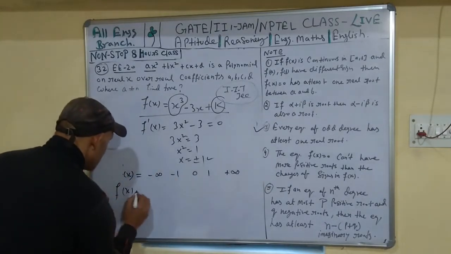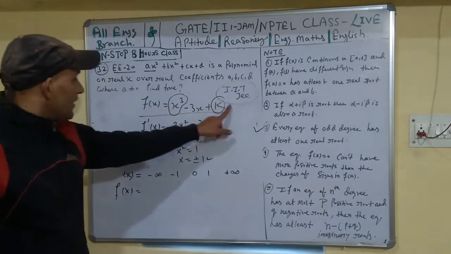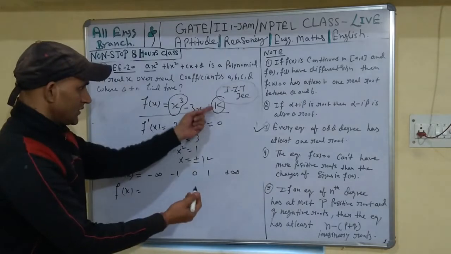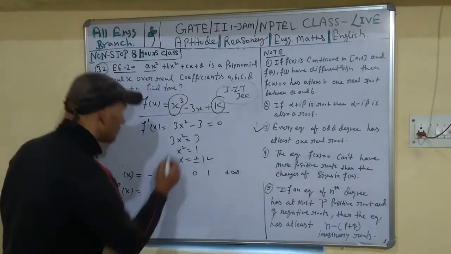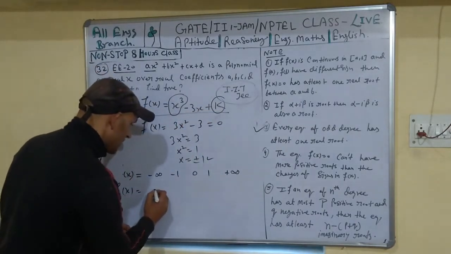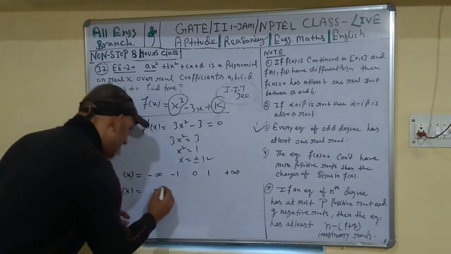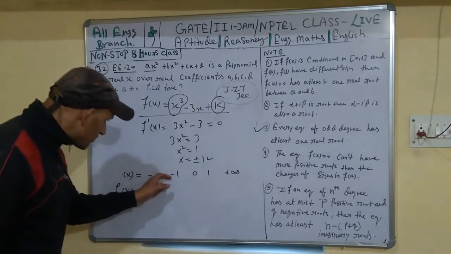So f of x, if you put minus infinite, then what will happen? Even if k is a greater value, that is an undefined value. We don't know about this; you can write that this is also undefined. No problem, we don't know about it. What about minus 1?